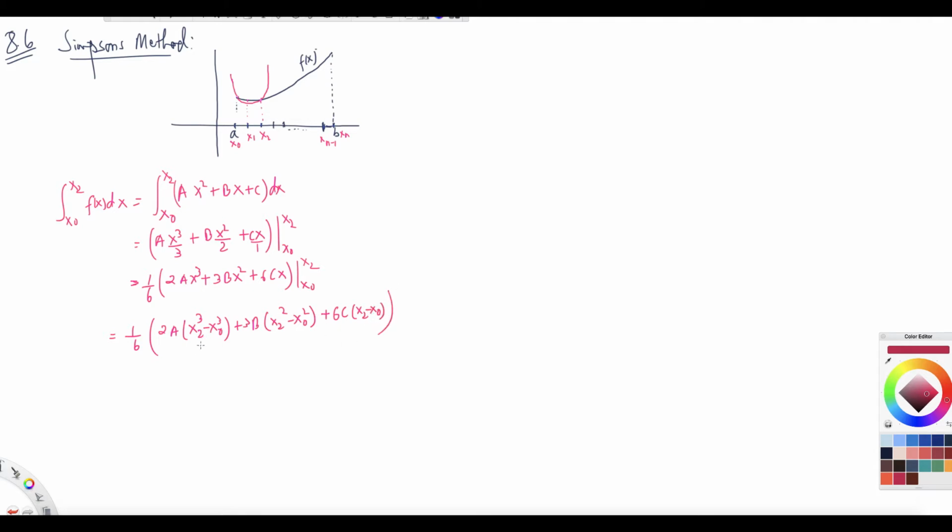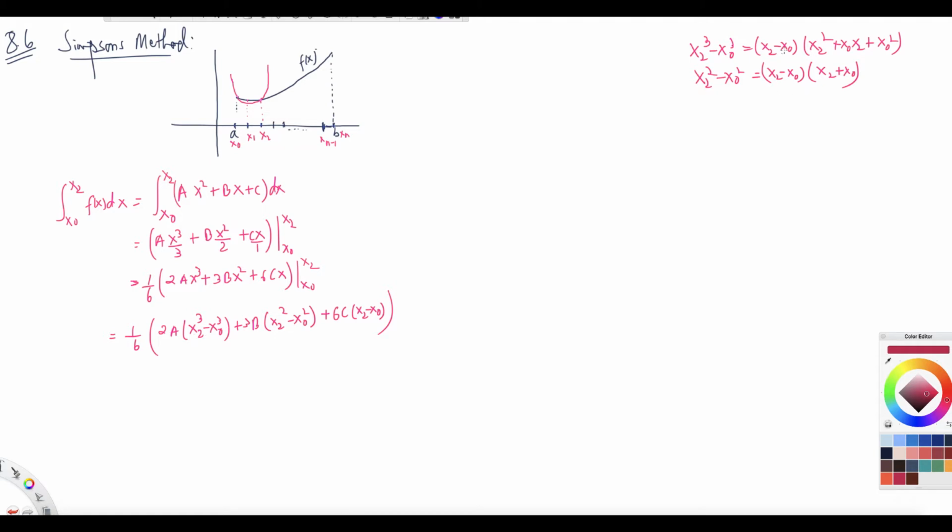Okay, now what is the formula for x2 cubed minus x0 cubed? It is like a cubed minus b cubed, right? The formula will be (x2 minus x0) times (x2 square plus x0 x2 plus x0 square). That's the formula. And then what is the formula for x2 square minus x0 square? x2 square minus x0 square will be (x2 minus x0) times (x2 plus x0). That's what you get.